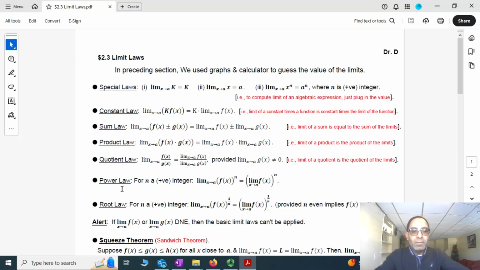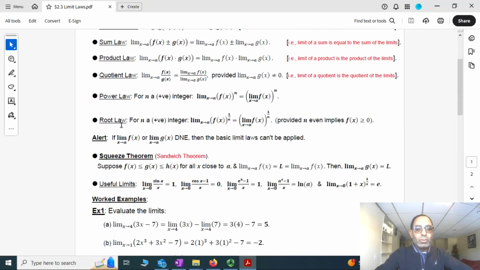Next, the power law: for n a positive integer, the limit of the function f(x) to the power n as x approaches a equals, first take the limit of the function f(x) as x approaches a, and then take the power n.